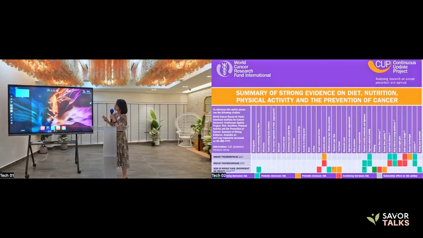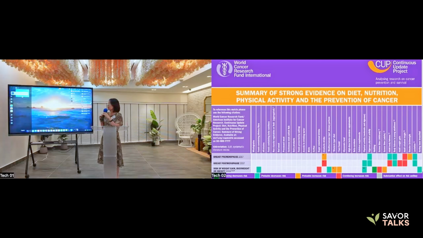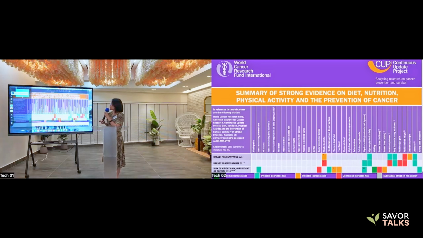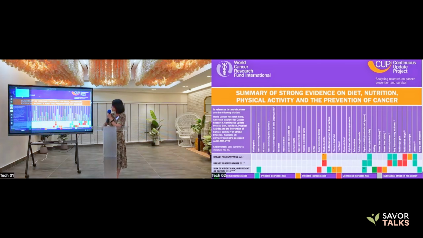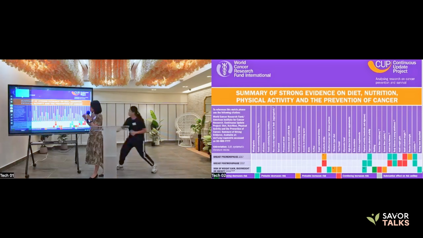Okay, so now we are going to talk about the risk factors: what is protective, what kind of lifestyle, nutrition and activity can prevent cancer, and what will increase the cancer risk. It's a bit small, so I have enlarged it on the next slide.